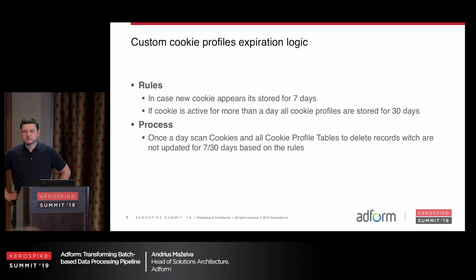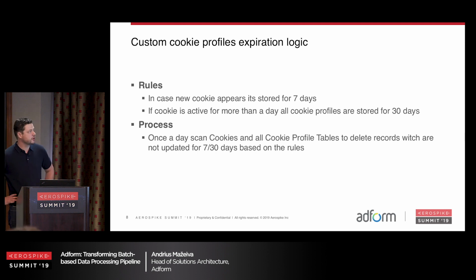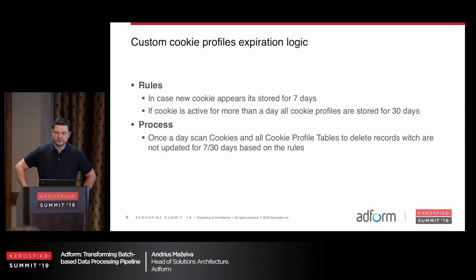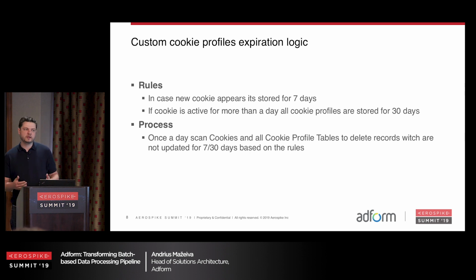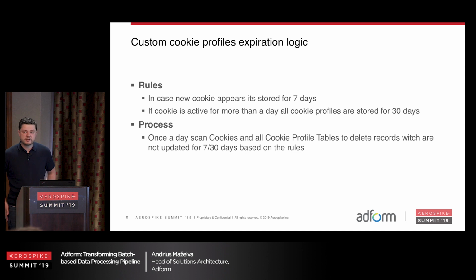For sure, if we stored cookies forever, we would die. So we have some expiration logic, which is defined by two rules. In case we see a new cookie, we store it for 7 days, because there is a huge possibility that we will never see it again, because all our ability to determine a user is probabilistic. So we don't know with whom we are actually dealing.